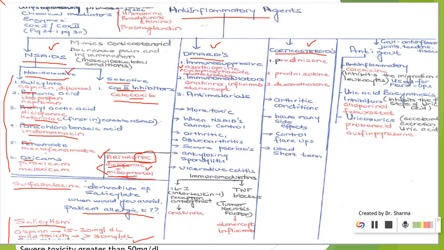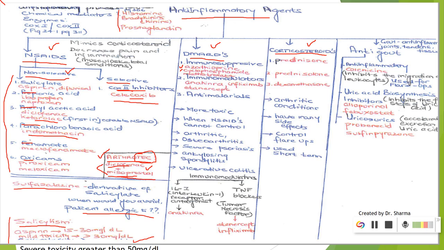As we talked about earlier, NSAIDs help with mild to moderate inflammation, and DMARDs help with moderate to severe inflammation. So when NSAIDs cannot control it, or if the condition has progressed, DMARDs are given. What are some of the conditions where you can see DMARDs being used? Rheumatoid arthritis, osteoarthritis, severe psoriasis, ankylosing spondylitis, ulcerative colitis.